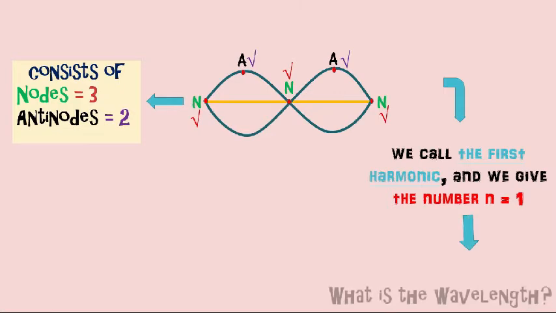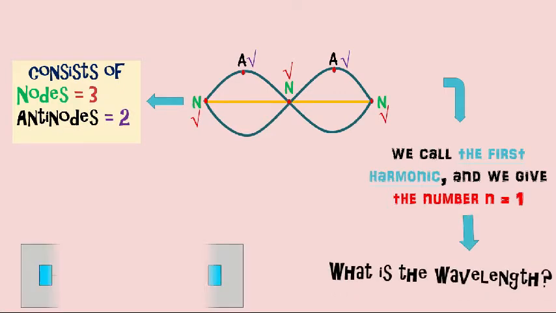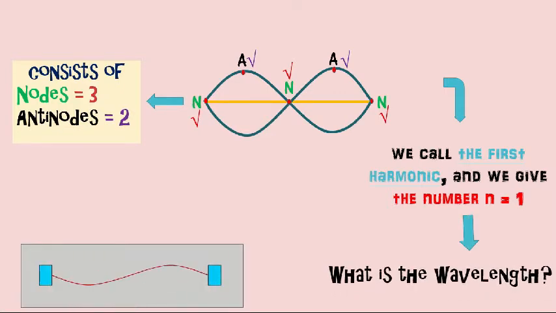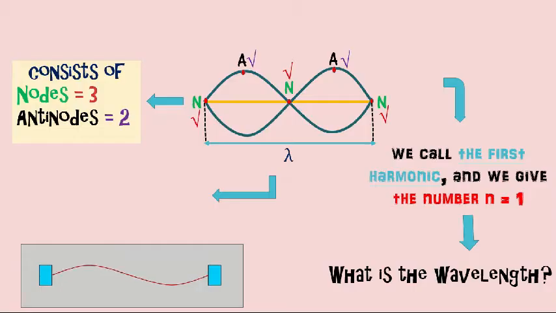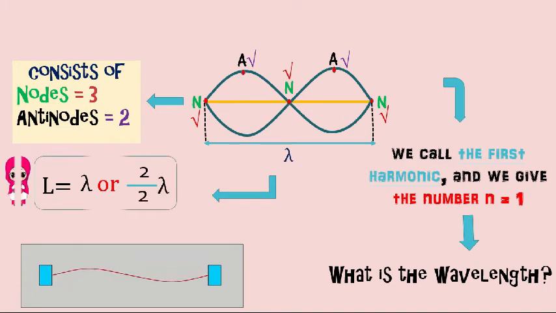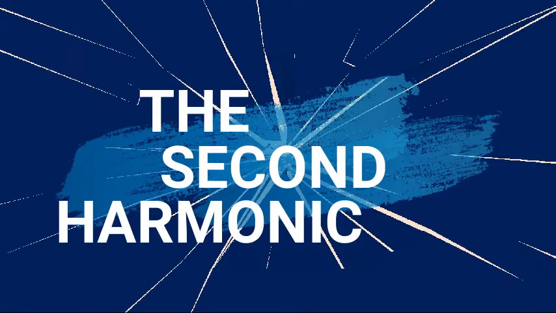And now, what is the wavelength? It is similar to one wave. So L equal to lambda, or 2 per 2 lambda. The second harmonic.